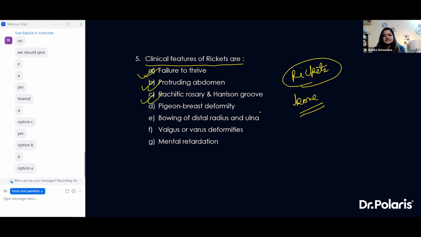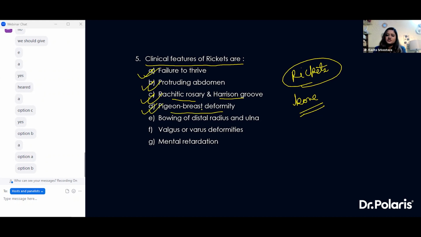Rachitic rosary and Harrison's groove. When we see the chest of a child, there is going to be a certain groove present just below the intercostal spaces. That is again because of bony deformity, and it is known as rachitic rosary or Harrison's groove. Pigeon breast deformity. All the bony deformities are seen in rickets. Pigeon breast deformity is again because of decreased vitamin D levels in the body, resulting in an abnormal shape of the chest.